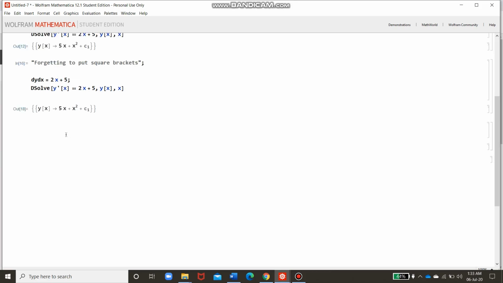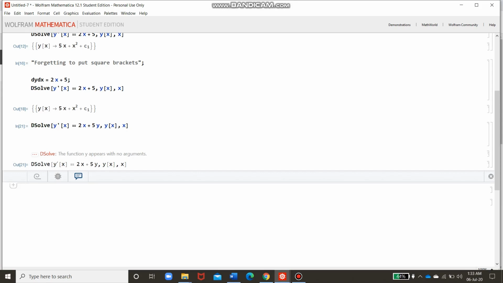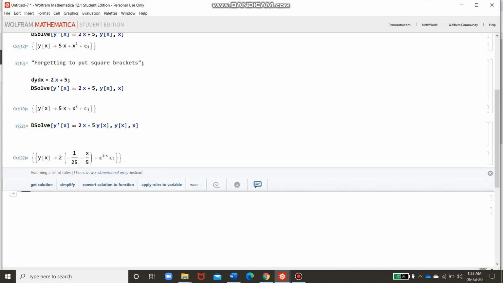So another common error that we can come across is when, for example, you click enter and the function y appears with no arguments. So basically, y is dependent on x. If you miss out the square bracket x over here, your whole answer can tend to be wrong. And then when you press shift enter, the output is totally different. There's no error, and this is your answer.